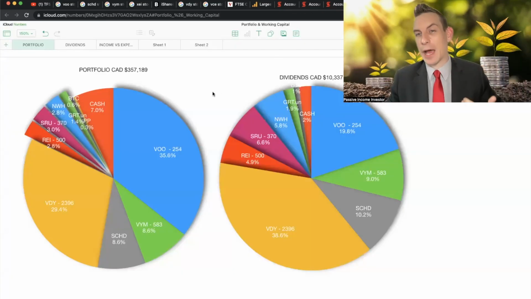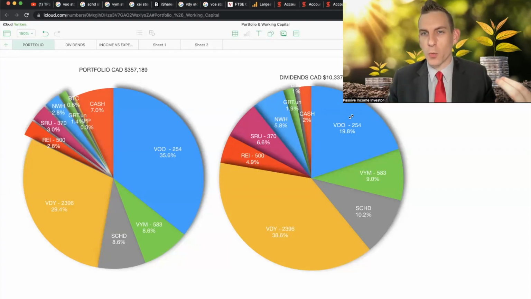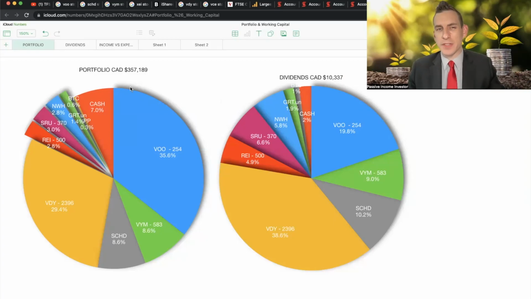So this hasn't happened yet, but from an adjusted standpoint, this is how I think the general portfolio will look when I'm done. Again, 357,000 divvied up between these stocks. We'll see that over 50% of the portfolio will be the total portfolio, including my corporate account, which I'm not really talking about here, which just holds VDY and VOO.